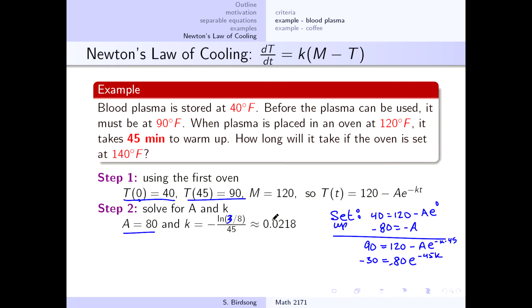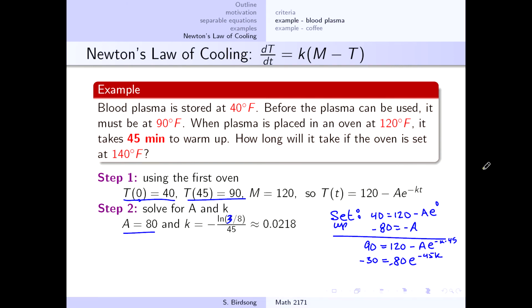Now, once we know what the k is, and notice here the k is roughly speaking, or rounded to 4 decimal places, 0.0218, that then gives us our k. Remember, the k here is fixed to the blood plasma. So even if we put the blood plasma in that second oven, this k is still going to stay the same. Okay? So now let's see. So we've solved for A, we solved for k, which means we actually have the full formula here, but the key thing we were trying to find is that k.